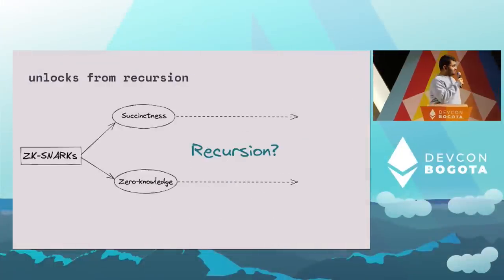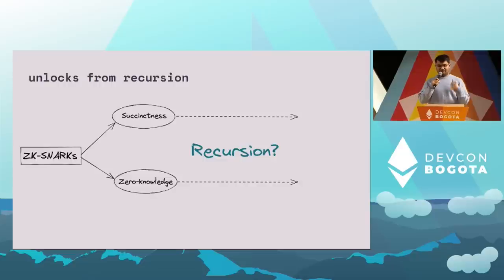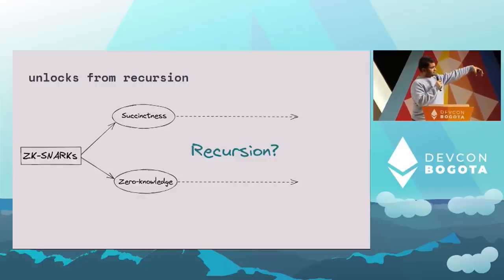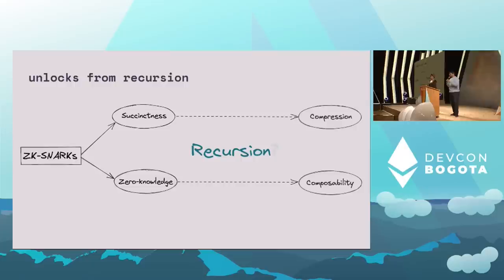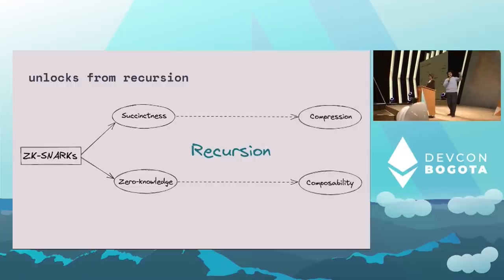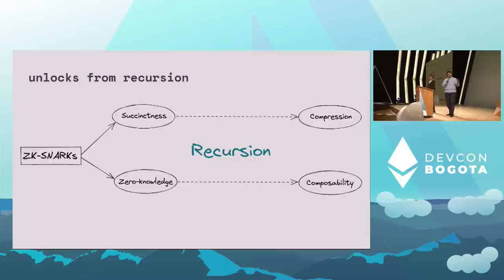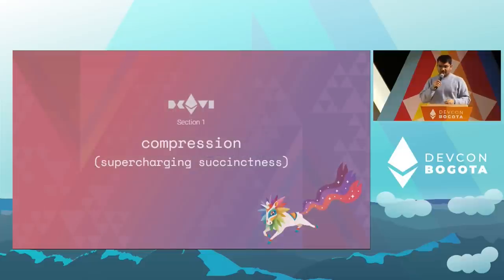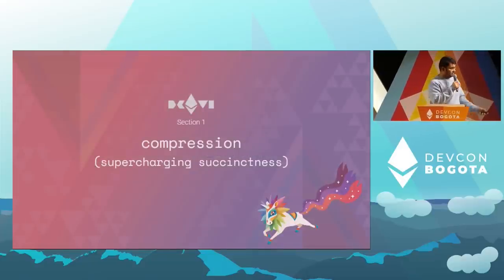So now that we have this primitive in mind, the natural question is, why would you want to make recursive SNARK proofs? Typically, regular zkSNARKs, we think of them as having two properties, succinctness and zero knowledge. Recursion, in fact, unlocks powerful versions of both of these properties in the form of compression, which is a stronger version of succinctness, and multi-party composability from zero knowledge. So first, let's talk about compression. We think of compression as supercharging succinctness.